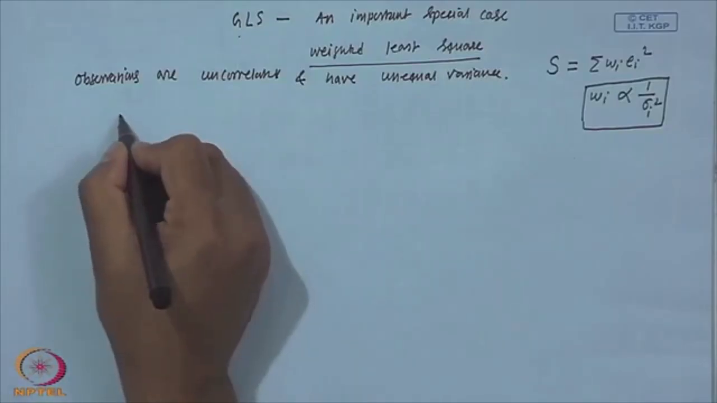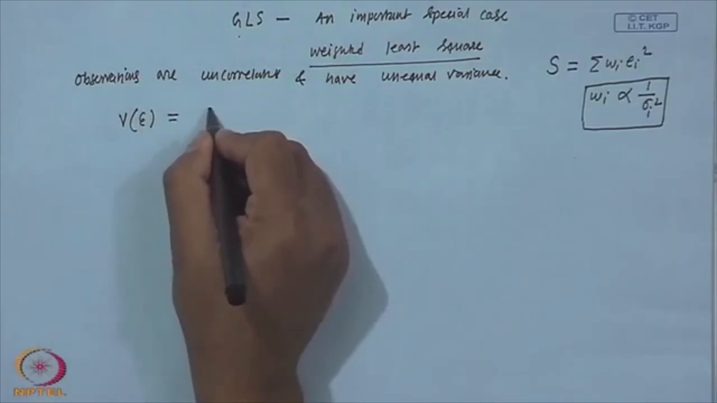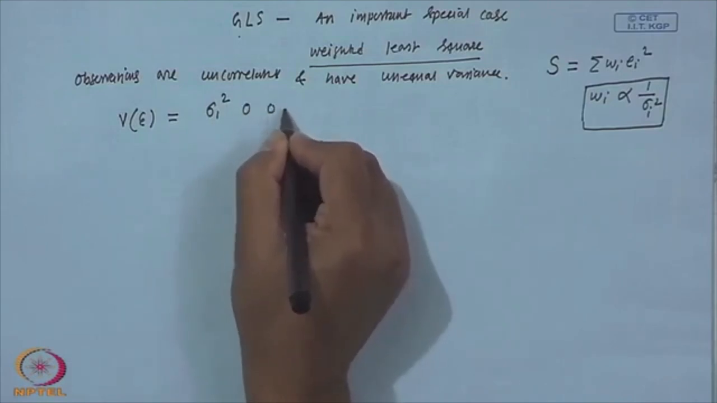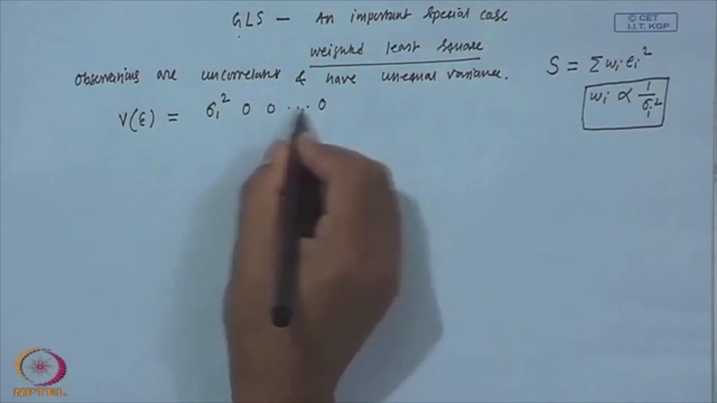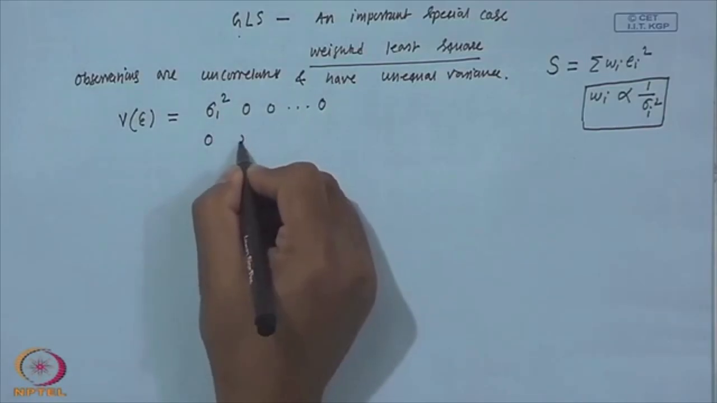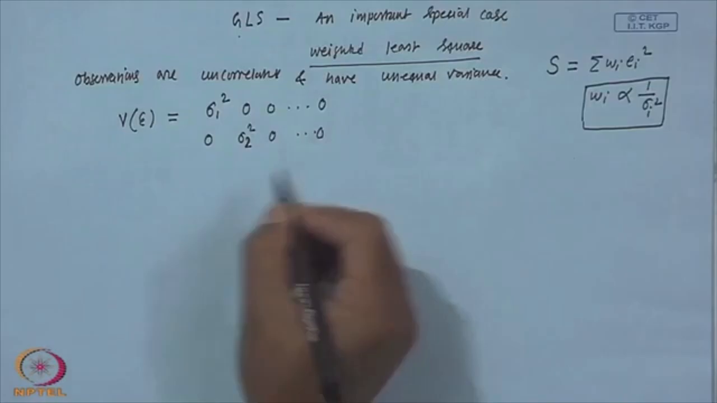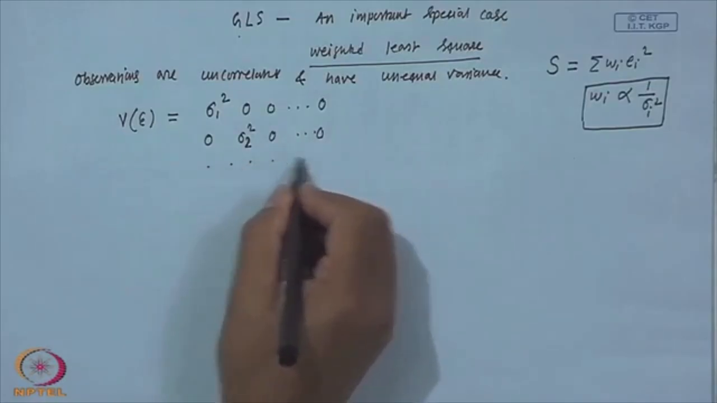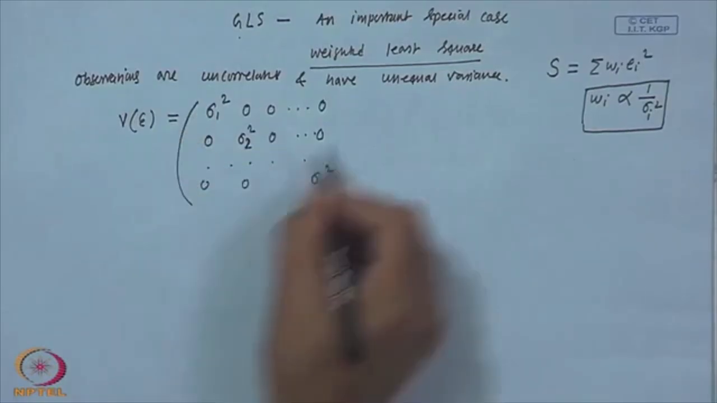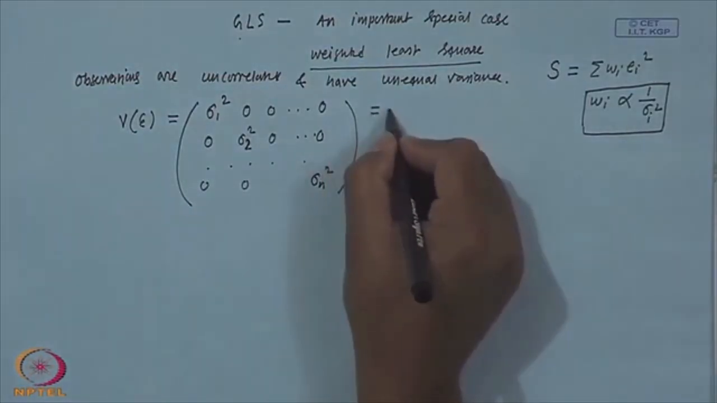So, variance of epsilon, you can take this as diagonal with sigma 1 square, 0, 0, 0. These are the covariance terms, all the covariances are 0 because it is uncorrelated. 0, sigma 2 square, 0, 0, sigma n square. So, this is the variance covariance matrix, and this is equal to my V.